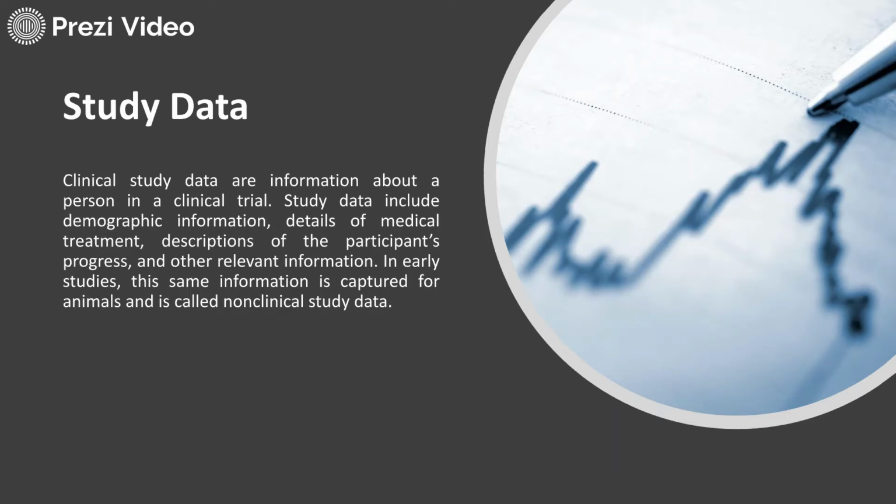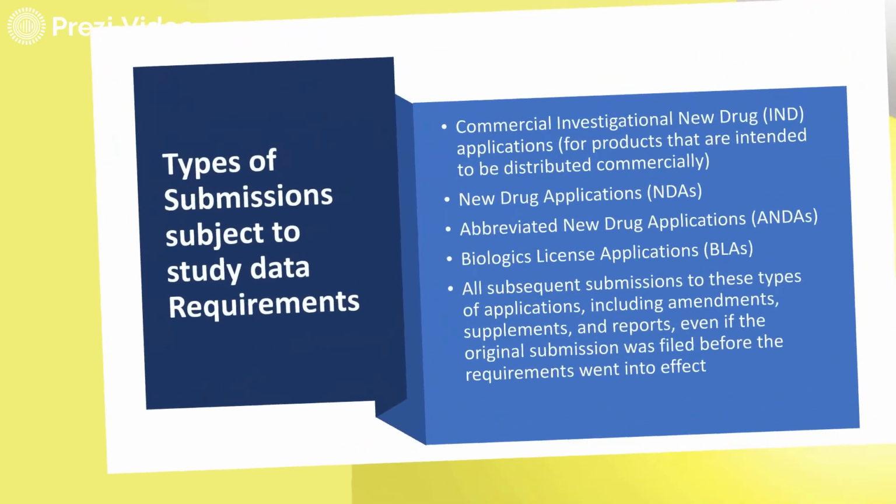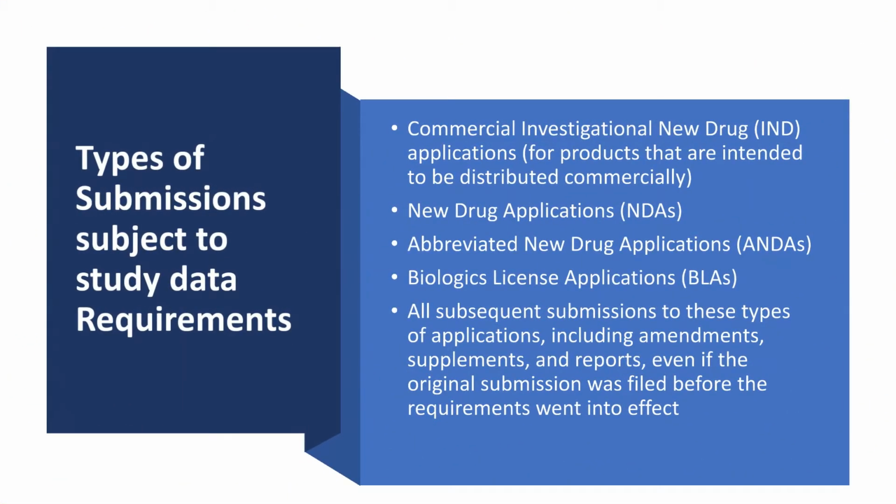Now next we move on to understand what data is being submitted. We call it the study data. When we talk about the non-clinical study reports or the clinical study reports, clinical study data is the information about a person in a clinical trial. Study data basically includes information about demography, the details of the medical treatment, the descriptions of the participants' progress and other relevant information. In early studies, the same information is captured for animals and is called the non-clinical study data. Once we have obtained these study data, they need to be submitted in the Module 4 part and Module 5 part.